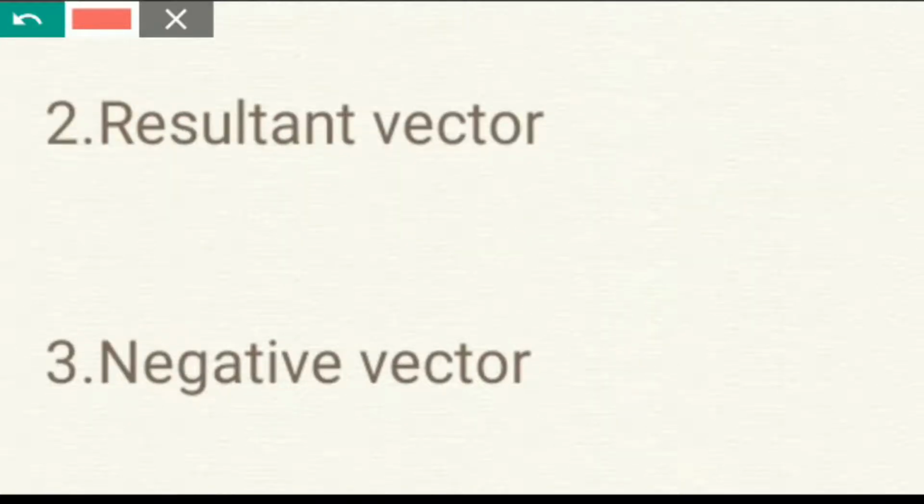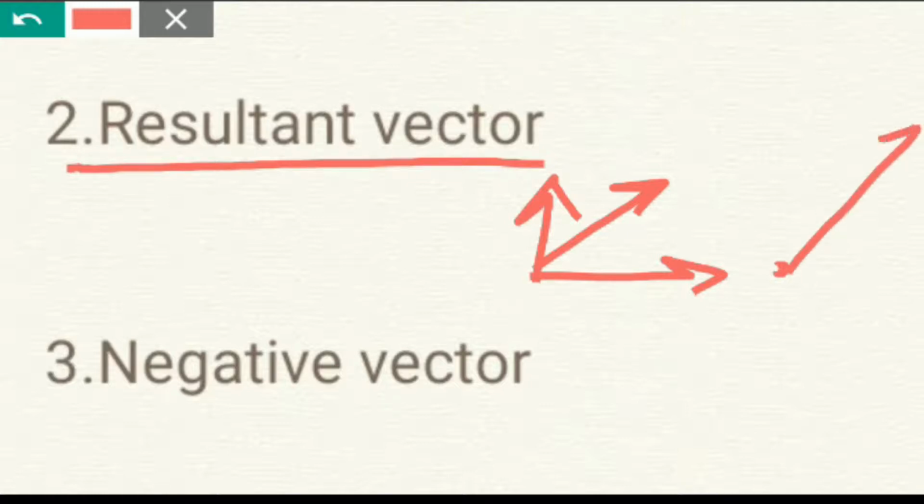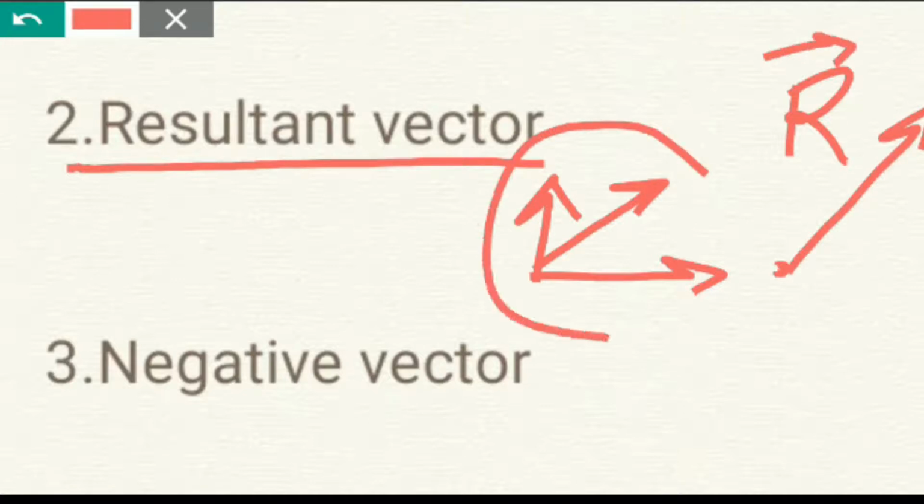There is another type of vector called the resultant vector. So what is the resultant vector? Resultant vector is the vector which we get after adding two or more vectors. Suppose I add these three vectors and I get another vector, so we will represent this as r bar, and this is the addition of all three vectors. So we will call this the resultant vector.